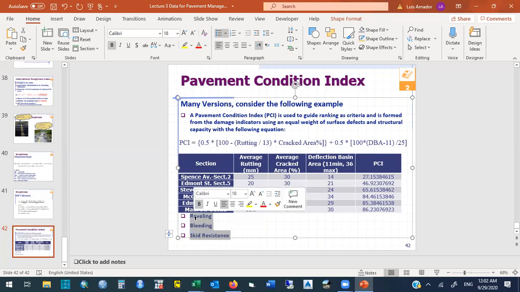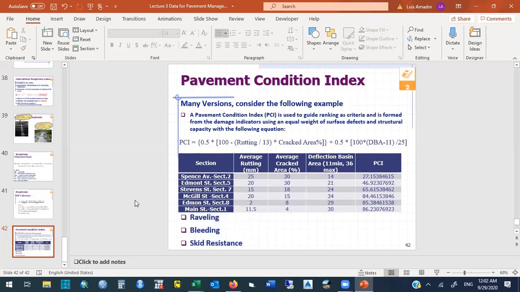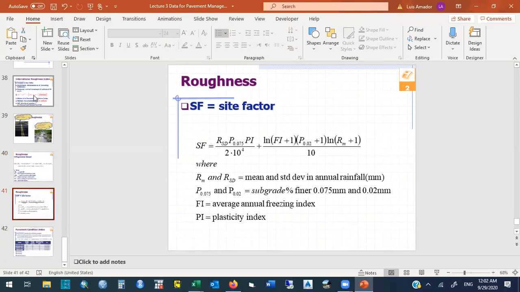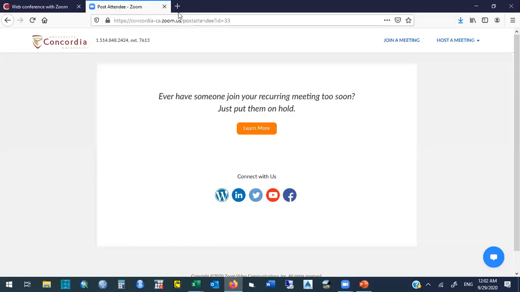That's correct. The roughness is a little better because it's like an accumulation of everything. So at least in roughness, you know that it is the accumulation of everything together and is the amount of vertical variation. I don't know if there's a video for roughness.